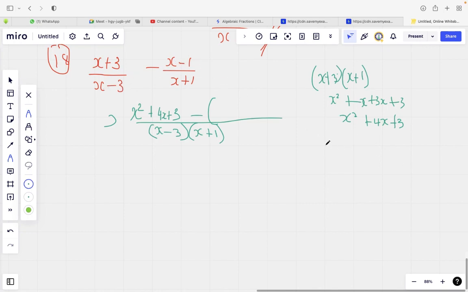x minus 1. So the second expansion, let's use a different color for that. We have x minus 3 in a bracket, then x minus 1. Let's expand this one. x times x, we get x squared. x times negative 1, you get negative x. Then negative 3 times x, you get negative 3x. And then negative 3 multiplied by negative 1, you get positive 3.